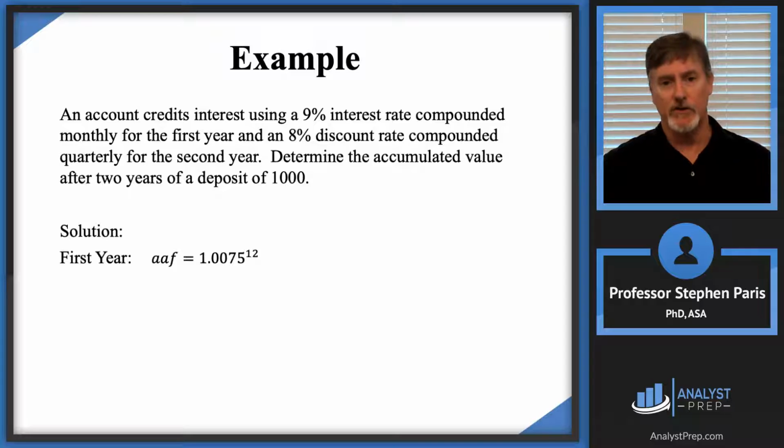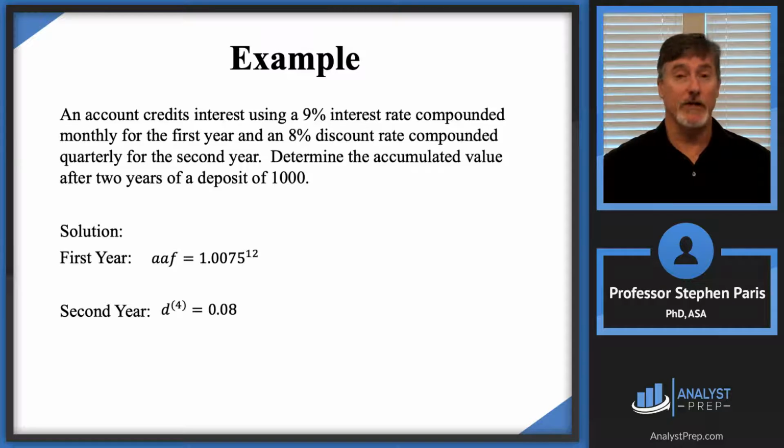Now let's move on to the second year. In the second line of the problem, you can see that in the second year, I'm going to use an 8% discount rate compounded quarterly. So in the second year, I got a d upper 4 equal 0.08. Again, first thing I'm going to do with that is divide by 4 to get 0.02, and that's going to be called the quarterly effective discount rate.